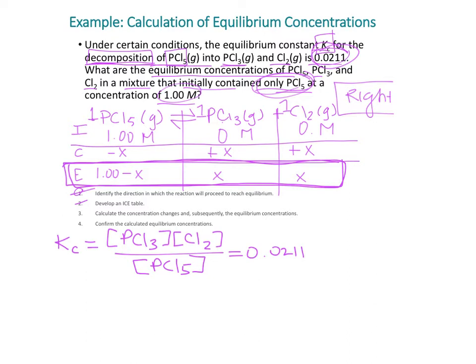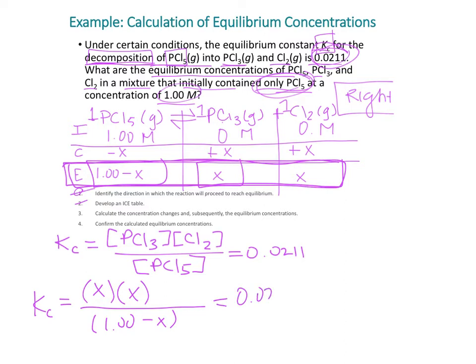So let's go ahead and fill in everything we have. So we know that overall, for PCl3, the concentration at equilibrium right now is just X. For Cl2, and what I'm doing is filling in this right here, it's also X, the concentration at equilibrium. For PCl5, the concentration at equilibrium is 1 minus X. Overall, this equals 0.0211. So we have that. Now, because of this, we can solve for X because we know what overall this equals.